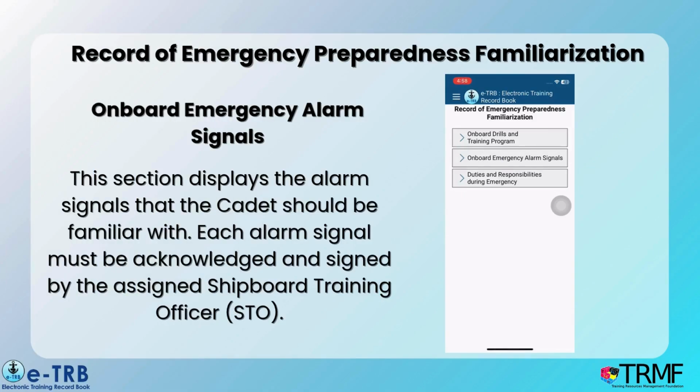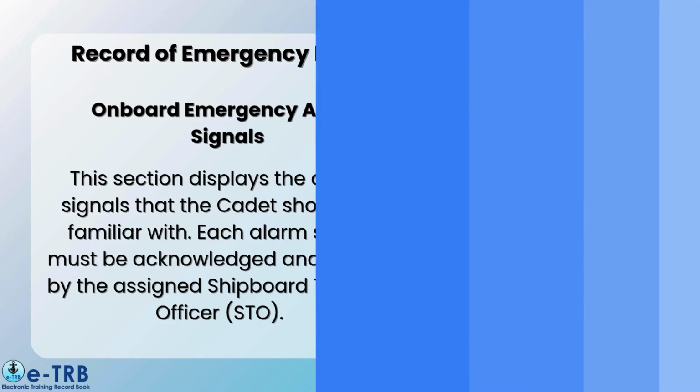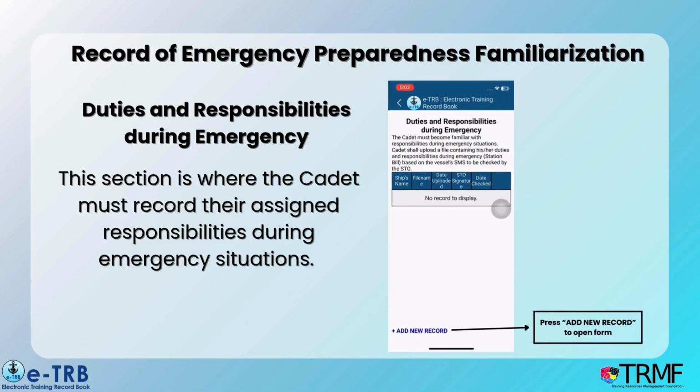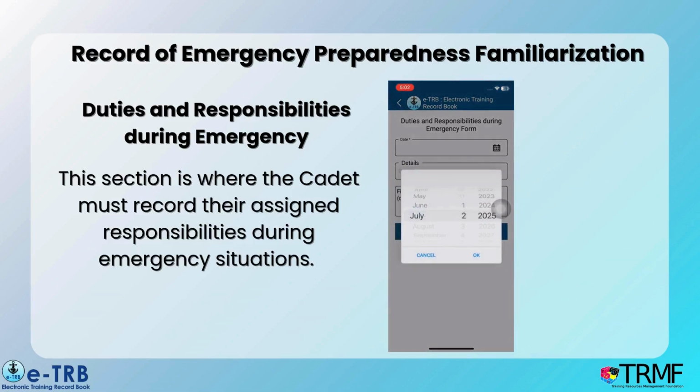The Onboard Emergency Alarm Signals section displays the alarm signals that the cadet should be familiar with. Each alarm signal must be acknowledged and signed by the assigned shipboard training officer, or STO. The Duties and Responsibilities during Emergency section is where the cadet must record their assigned responsibilities during emergency situations.